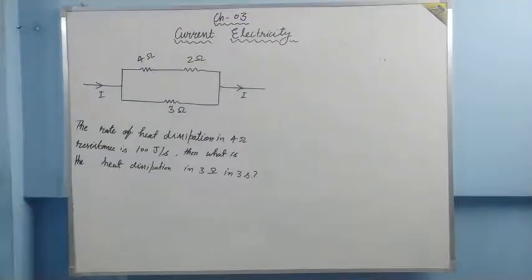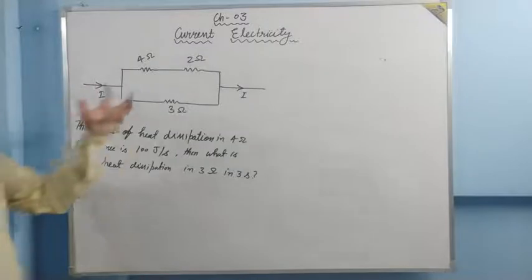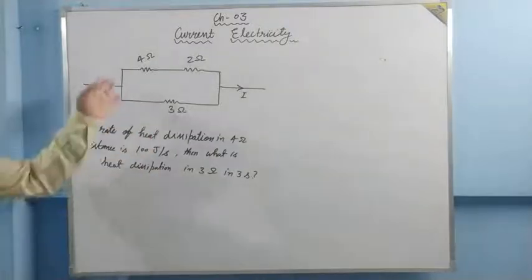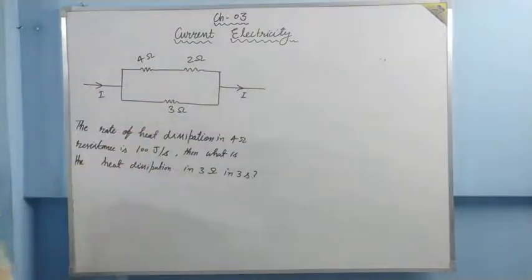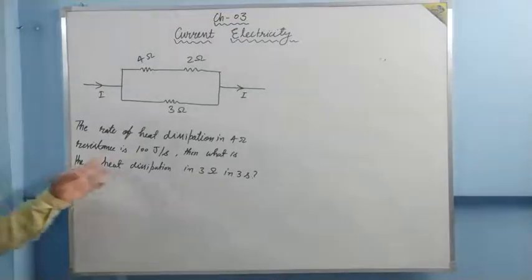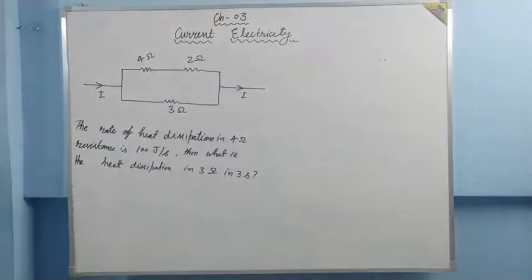This is the next question. One circuit has been given, with 4 ohm, 2 ohm, and 3 ohm. The question is, the rate of heat dissipation in the 4 ohm resistance is 100 joule per second. Then what is the heat dissipation in the 3 ohm resistance in 3 seconds? In 3 seconds it is being asked. Is it clear how we are going to solve it?